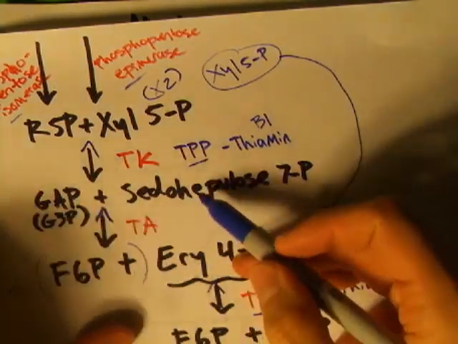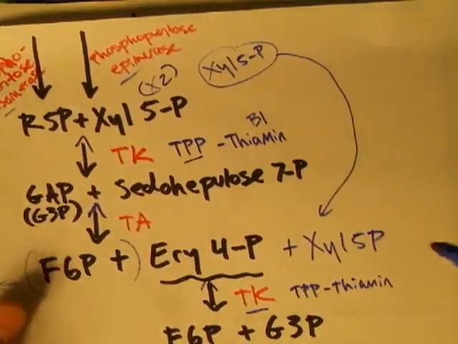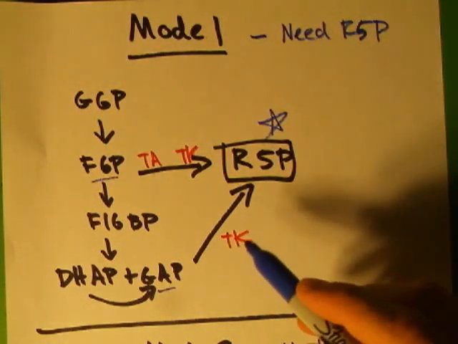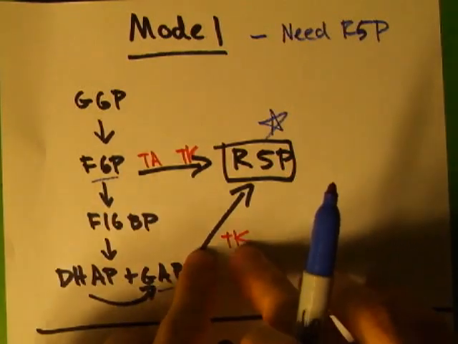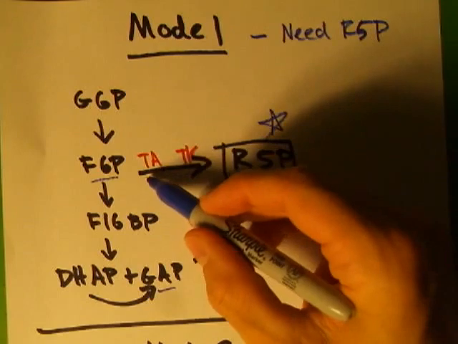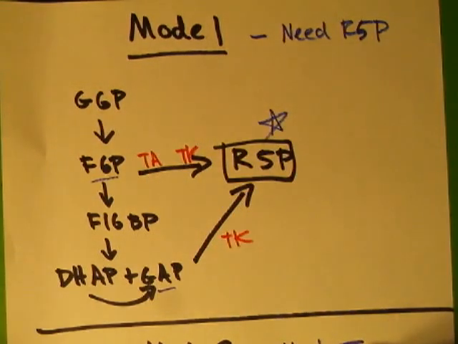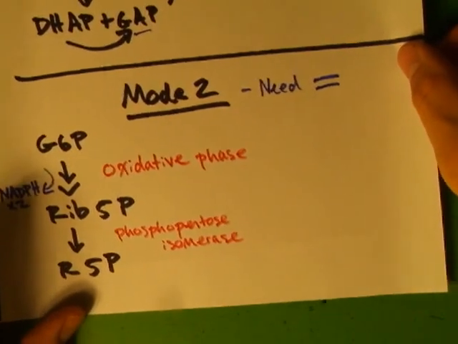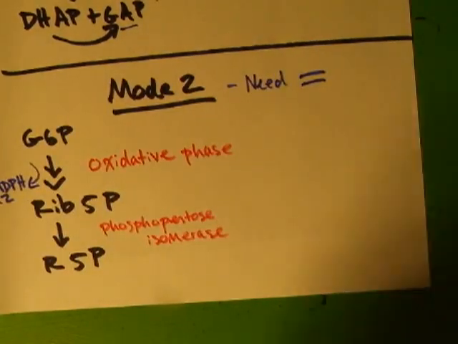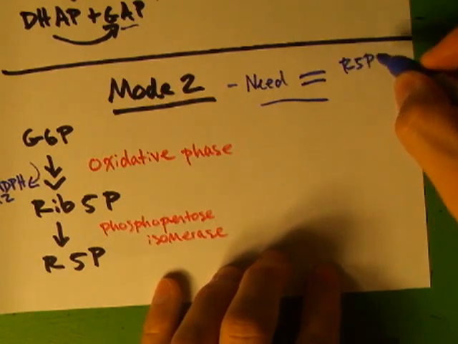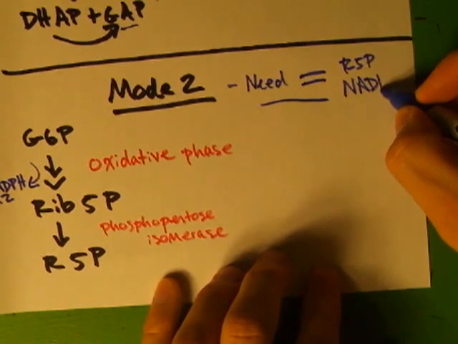These other sugar molecules are in there. They're just not drawn. But that's indicated that they're in there because there are transketolase and transaldolase reactions. So mode 2, you need them equally, talking about ribose 5-phosphate and NADPH.